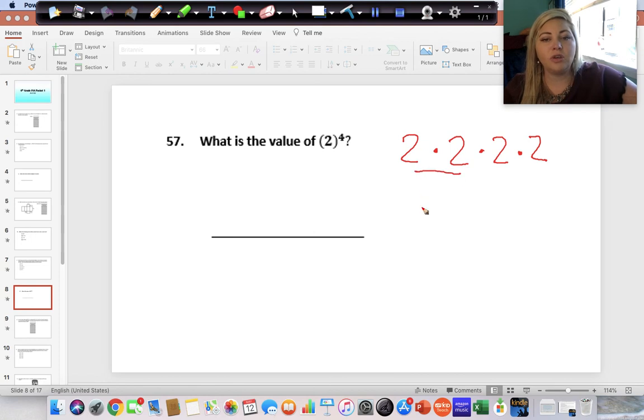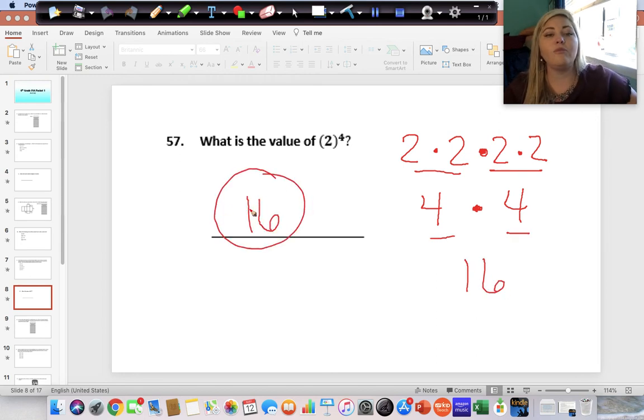So 2 times 2 gives me 4. 2 times 2 gives me 4. And then we have to multiply these. So then 4 times 4 gives me 16. So my answer, 2 to the 4th power, is equal to 16.